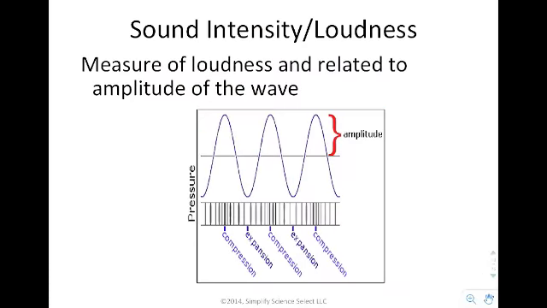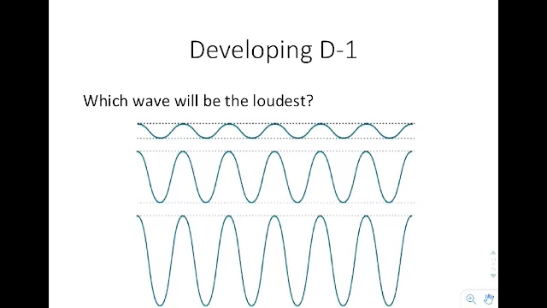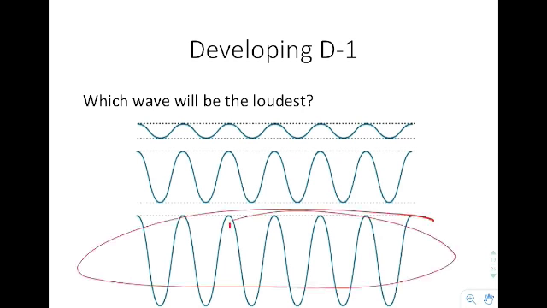So now, sound intensity or loudness is the measure of loudness, which is the amplitude of a wave. So which one of these waves will be the loudest? If you look, it's the one with the largest amplitude, and that's this one. This one will be the loudest, and this one will be the quietest.